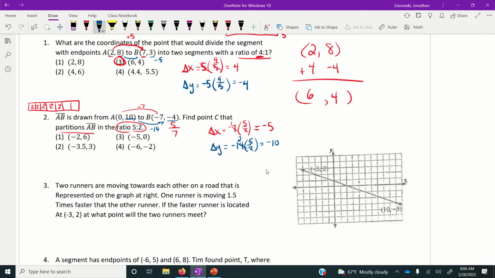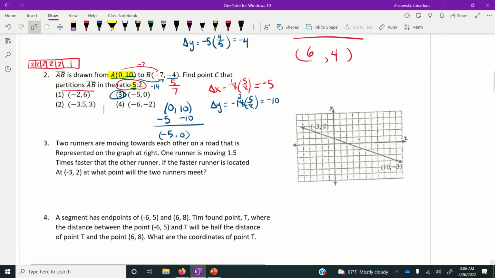All right. Now remember, since the 5 is first, that goes to point A. So since we did 5 over 7, we're going to take point A, which has the coordinates 0, 10, and we're going to add these two numbers to it. So we're going to subtract 5 and subtract 10 from the x and the y coordinate. And so this gives us -5, 0 as our point. We should choose choice 3. All right, little bit tricky on this one.